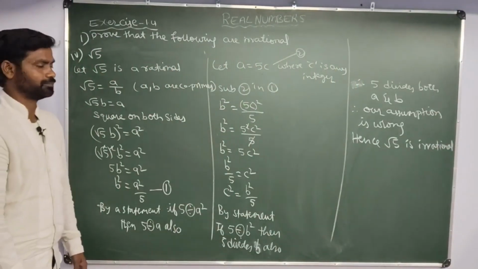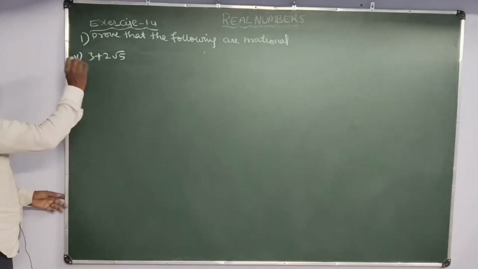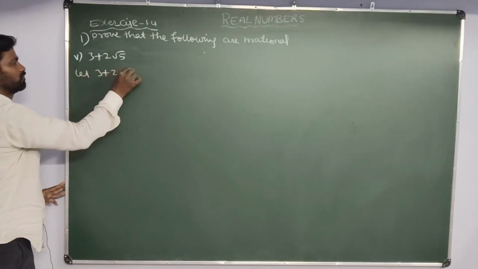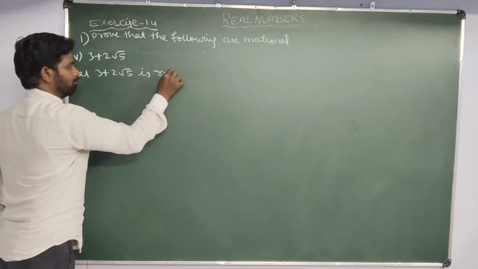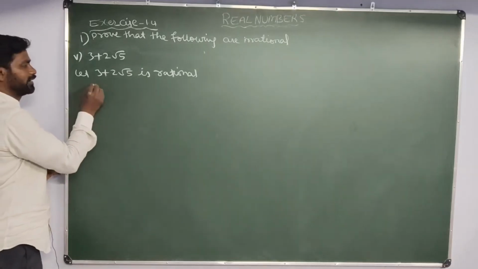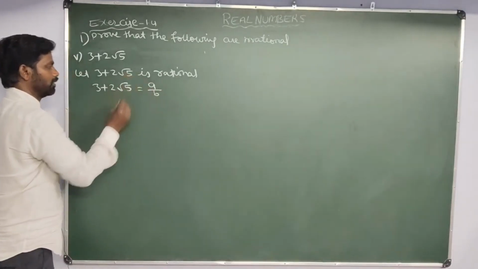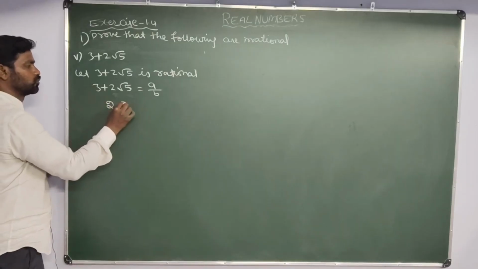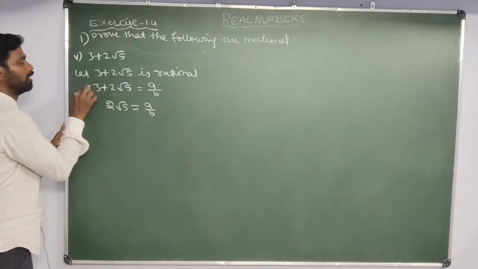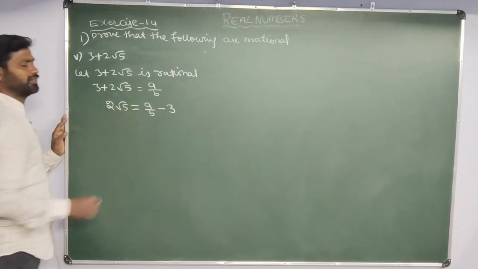Root 5 is irrational. Question in the first bit, prove that the following is irrational, that is 3 plus 2 root 5. So we have to prove that 3 plus 2 root 5 is irrational. Let 3 plus 2 root 5 be rational. Prove in an indirect way. Consider 3 plus 2 root 5 is rational. That is, according to the definition of rational, 3 plus 2 root 5 is equal to A by B.